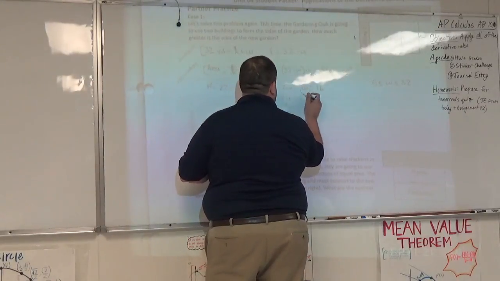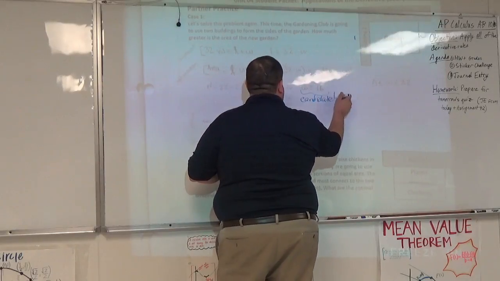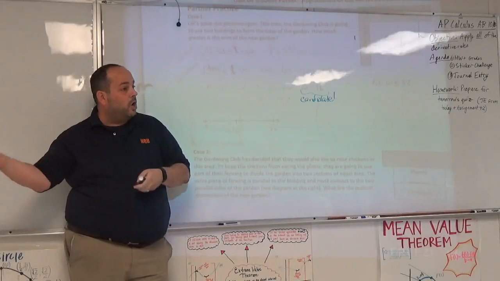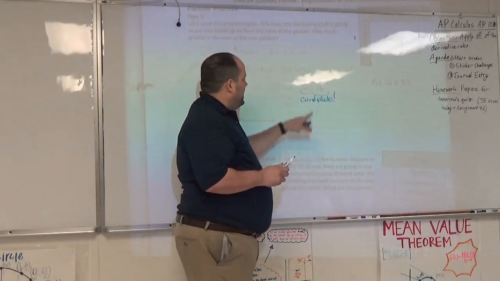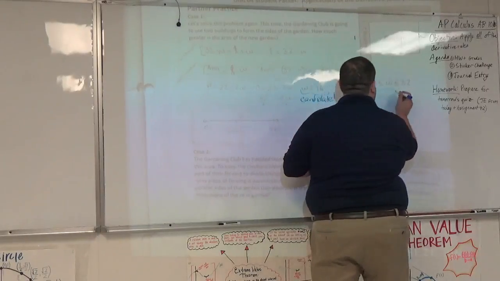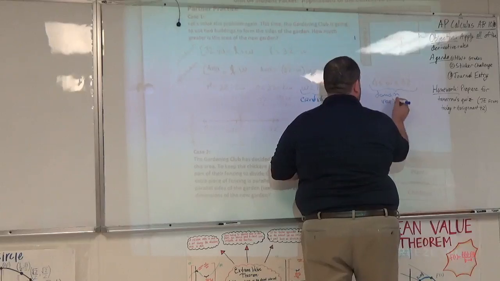Not the best answer yet. It is your candidate. Don't stop here, you have to keep going. So once you've done that, if that's your candidate, maybe you want to identify your domain restriction. Your domain restriction is going to be from 0 to 32. Love it.